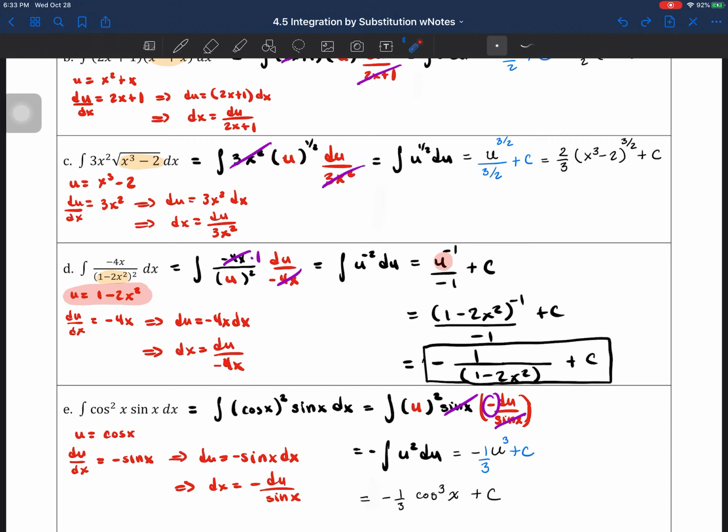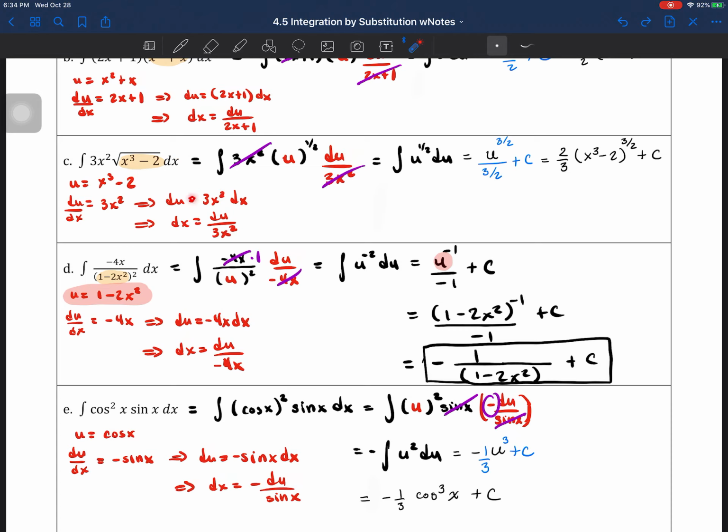Let's try another one. So here, the next one, we're going to recognize that the inside will be the one inside this radical. So in this case, it will be u equals x³ minus 2. So that's my u. Find the differential by doing the derivative of this. It will be 3x² multiplied by dx. And so we already have that this is going to be u to the power 1/2. We have 3x², and then we have du. Dx needs to be turned into a du.